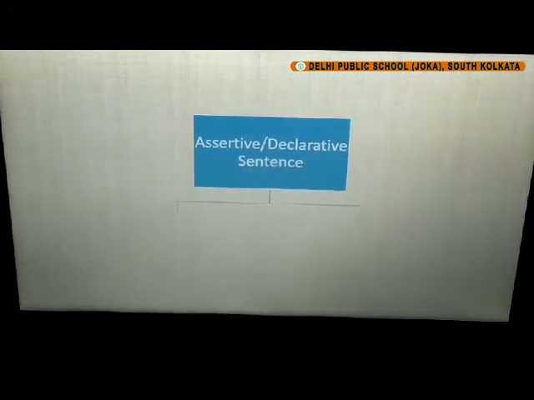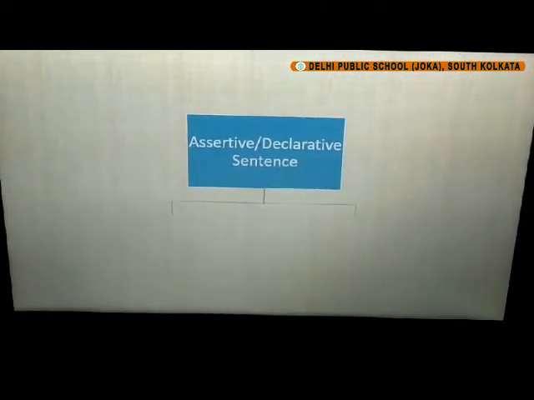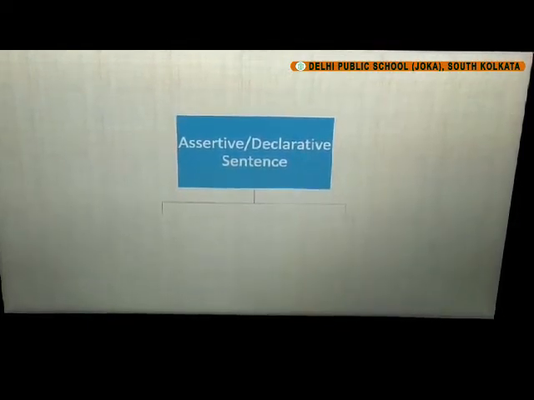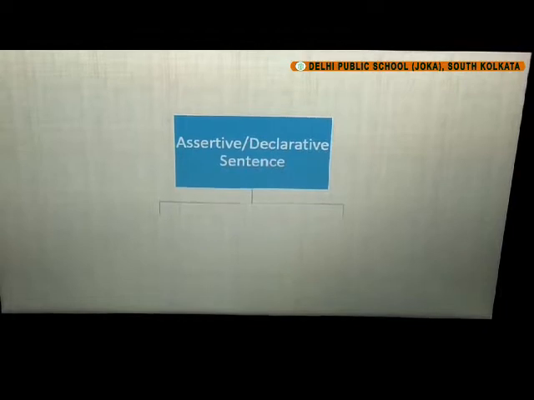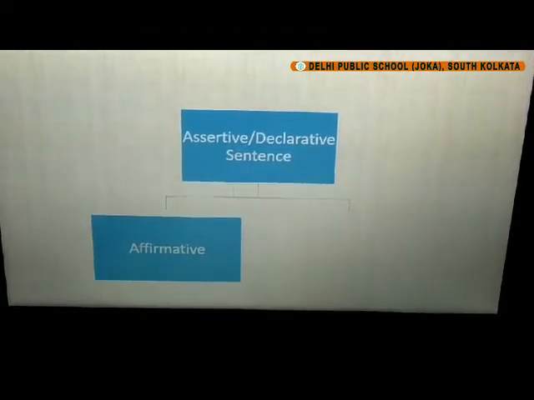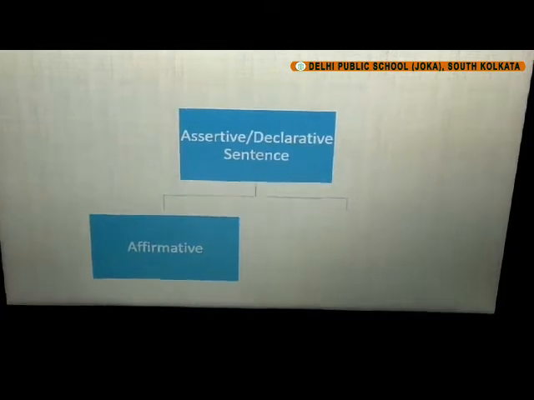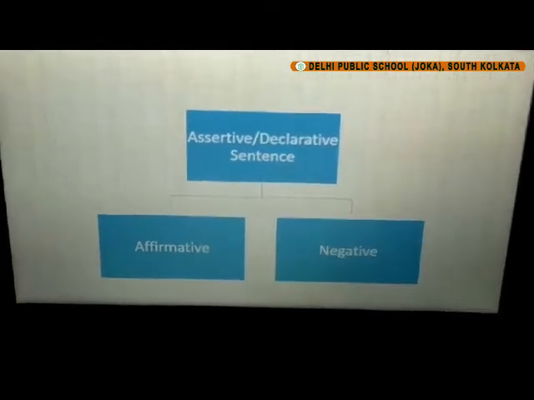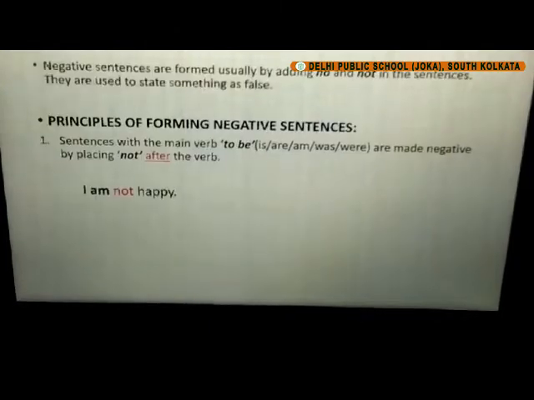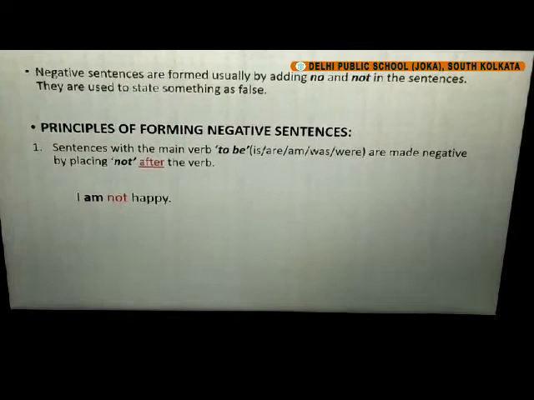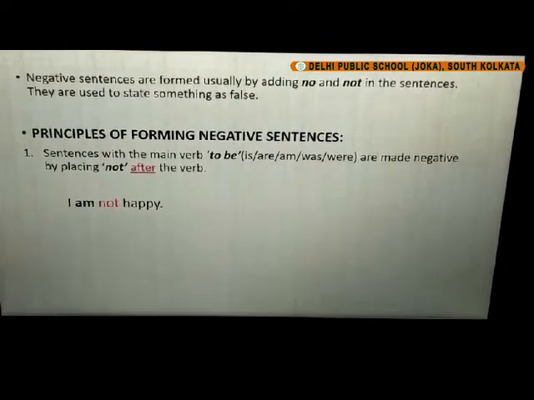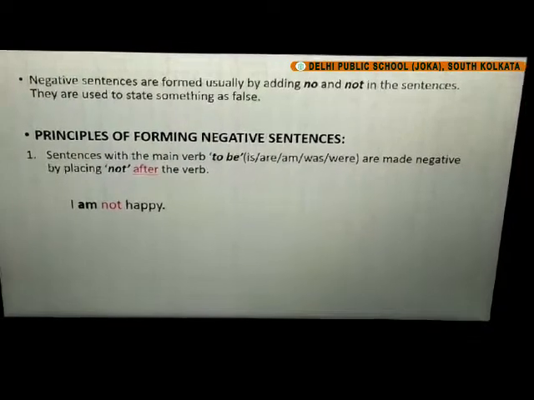So, assertive sentence, which is also called declarative sentence, can be of 2 types. It's categorized into affirmative, that is the sentence which tells you something is true, and negative, which tells you that something is false. Now, negative sentences are usually formed by adding words like no and not in sentences.